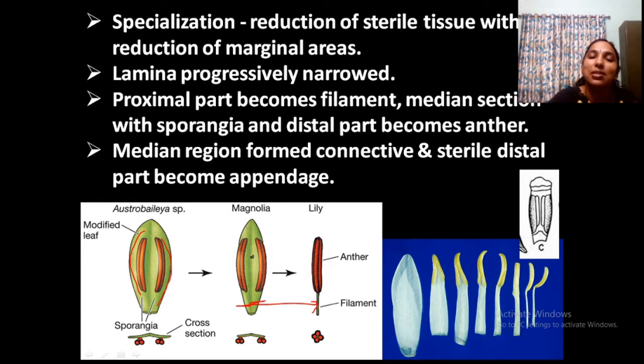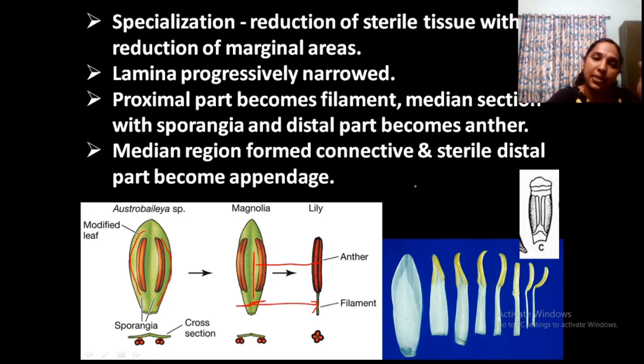What about these sterile portions? They are greatly reduced and lost. Clear? So, the median region, this is the middle region. What is the appearance of this middle region? That becomes the connective. Understood? Okay. So, this is the way the sterilization takes place and how it goes from primitive to advanced.